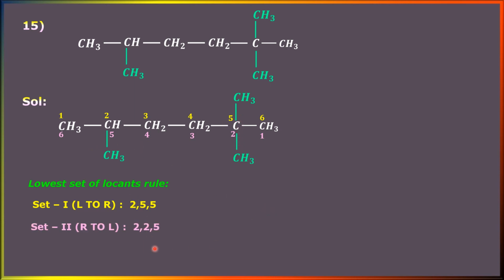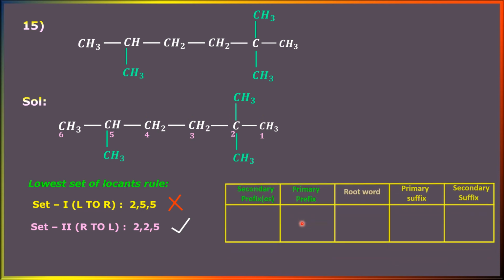Now we have to compare these two sets of locants term by term. The first terms are equal, then compare the next terms. So 2 is less than 5. So at the first point of difference 2 is less than 5, then you no need to compare the remaining terms. That means the numbering from left to right is the wrong way of numbering, and the numbering from right to left is the correct way of numbering.